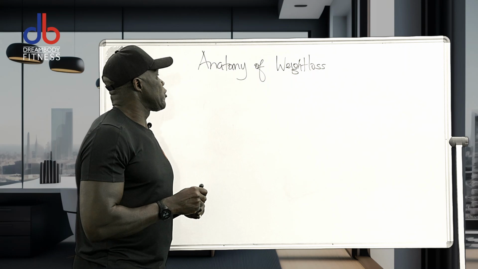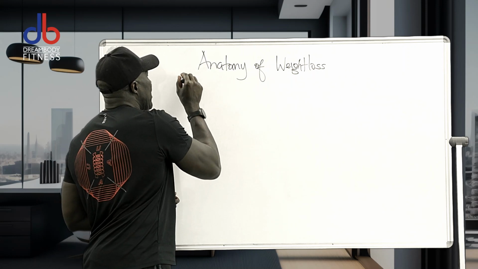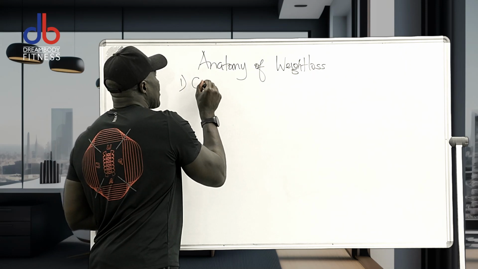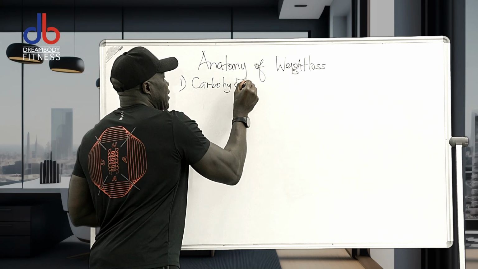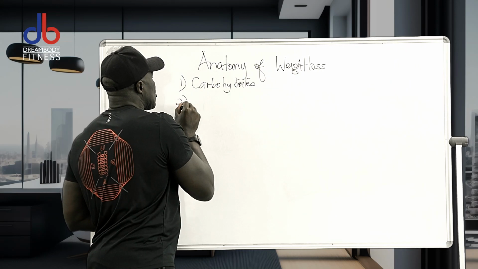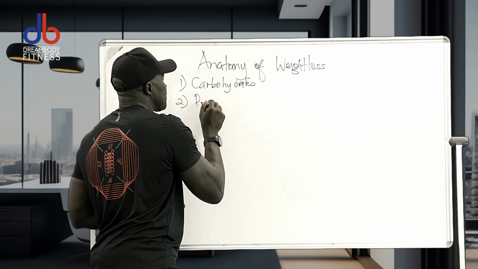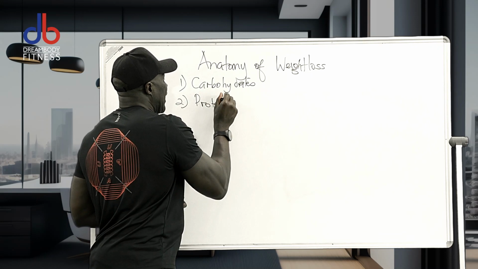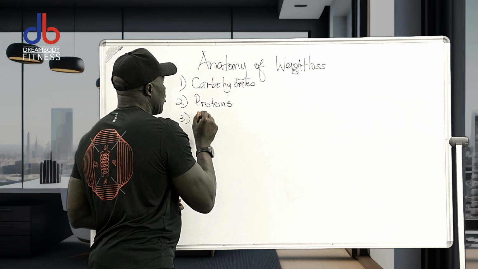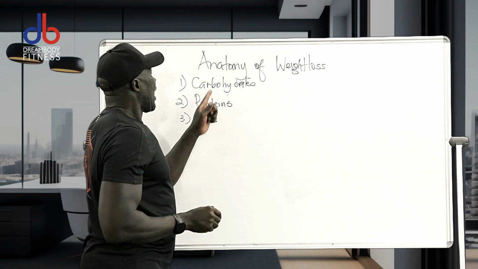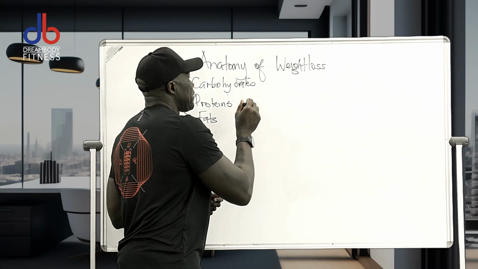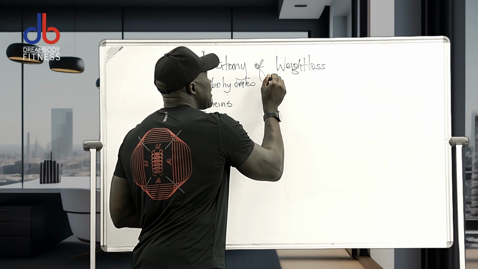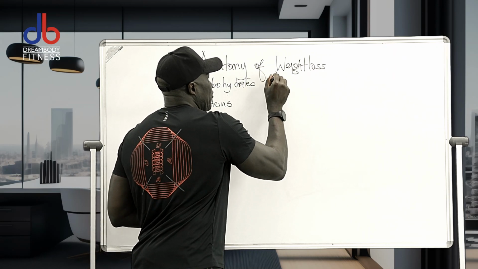When it comes to food, we're going to talk about, number one here, what we call carbohydrates. Number two, we have what we call proteins. And number three, we have what we call fats. Carbohydrates are divided into three different types. Number one is what we call starchy carbohydrates.